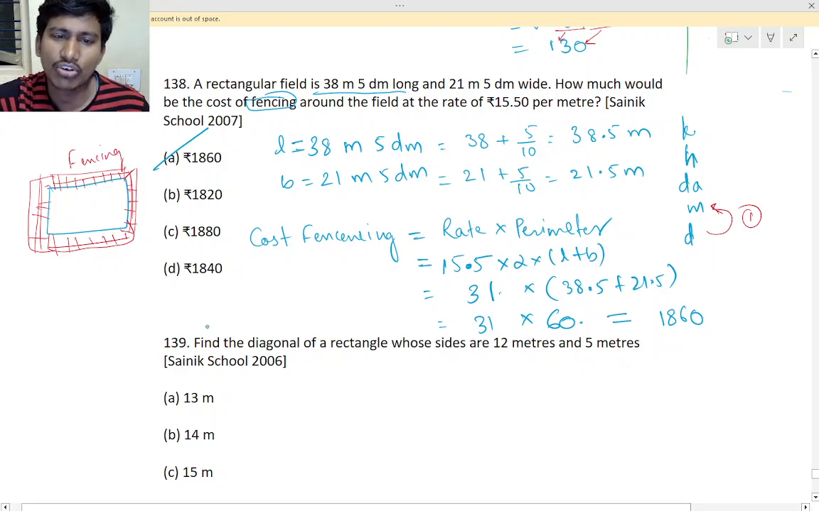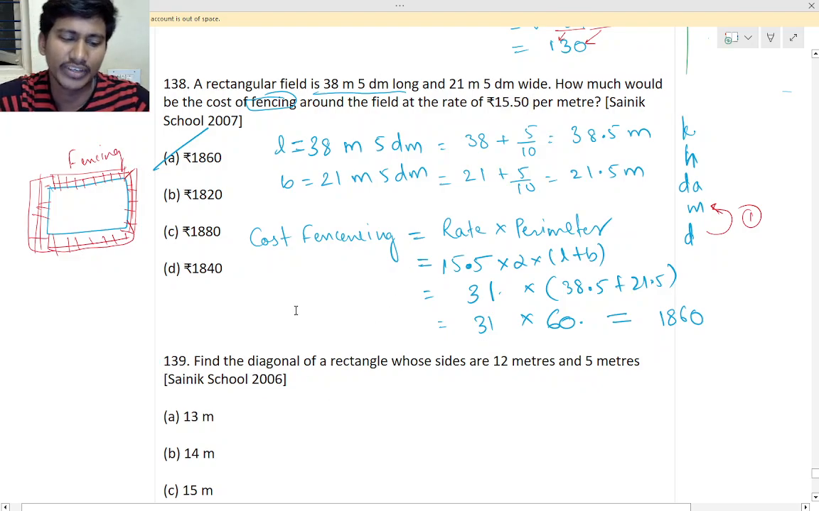So how do we find the cost? Always rate into perimeter. Rate is how much here? 15 rupees and 50 paise per meter. Okay? So this is how you have to find. Okay, write it down.